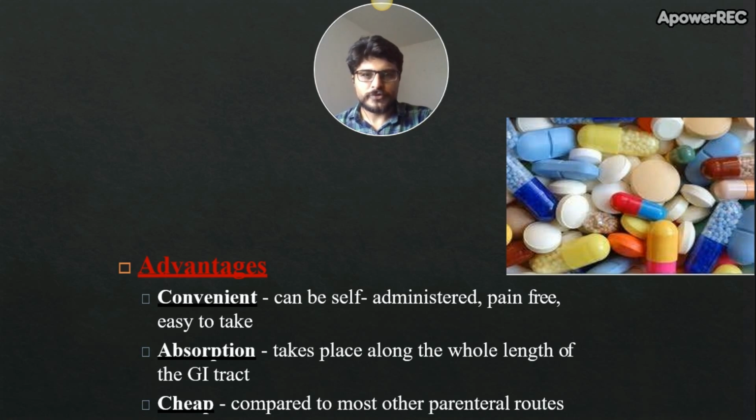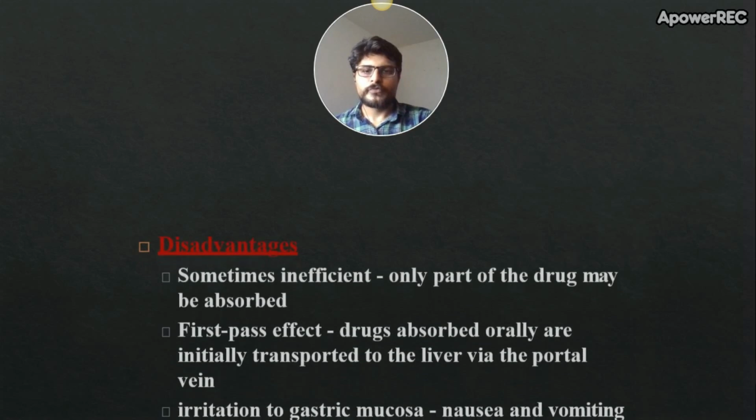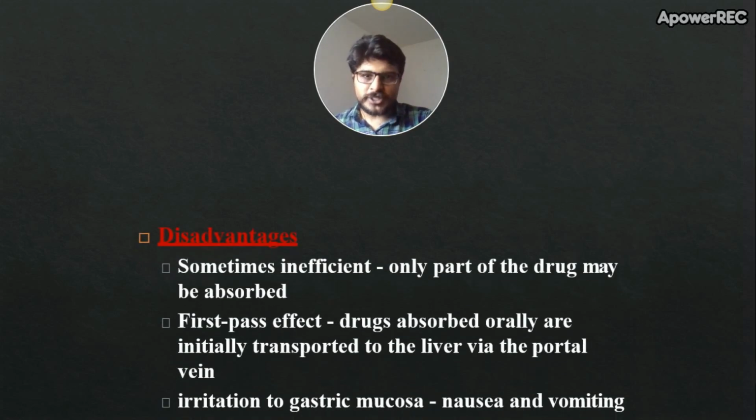Second is absorption. So it is absorbed through the whole GI tract. Means whenever we take this drug, ultimately the drug will reach our stomach, so it will be absorbed from the stomach. It will also go to the intestine, so it is also absorbed from our intestine. Then after, it is cheap compared to other parenteral routes. Moreover, there are also disadvantages of the oral route of drug administration.